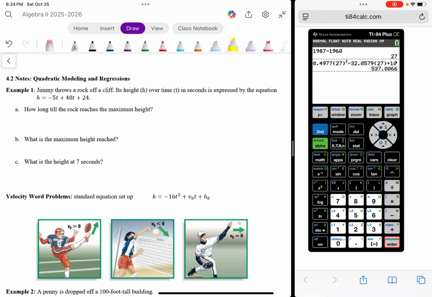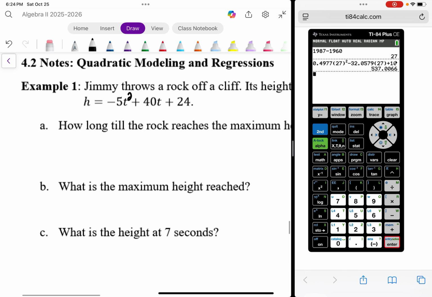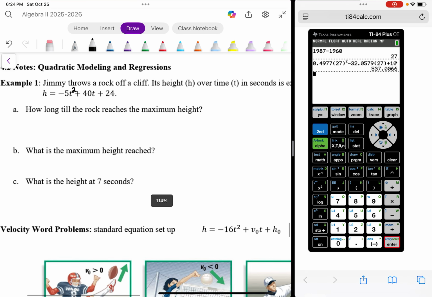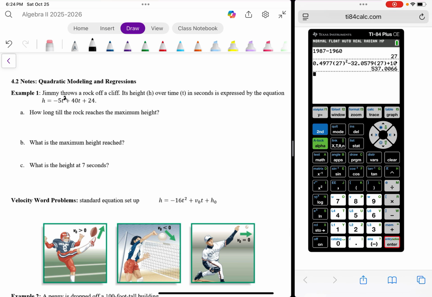For this one, it says that Jimmy throws a rock off a cliff. Its height, h, over time, t, in seconds, is expressed by the following equation. And I also have a typo here. This one should be negative 5t squared. So if you could add a squared there, that'd be awesome. The first question is how long till the rock reaches its maximum height?